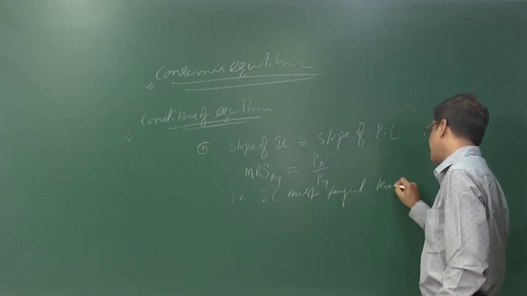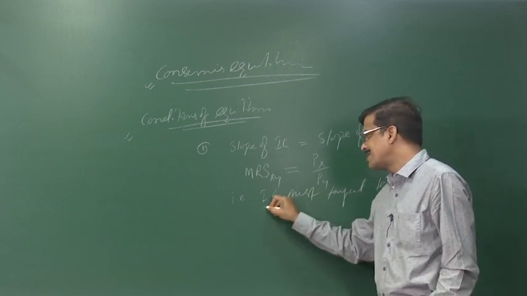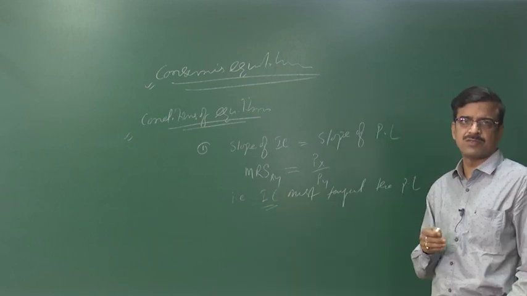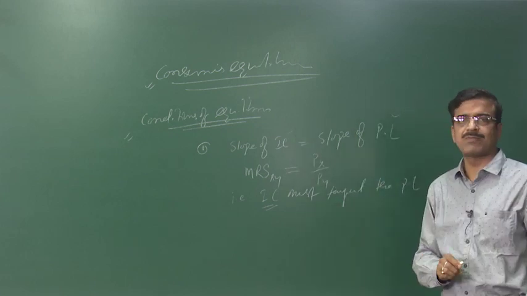the price line. The budget line or the budget constraint, the indifference curve must be tangent to it, just touching it. At that particular point, the slope of the indifference curve equals the slope of the price line.